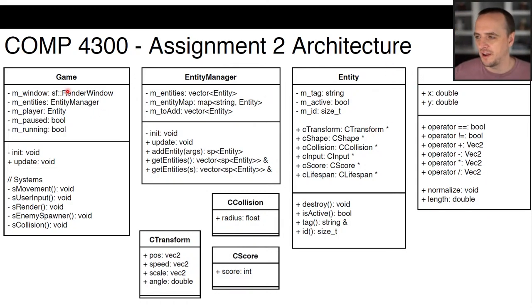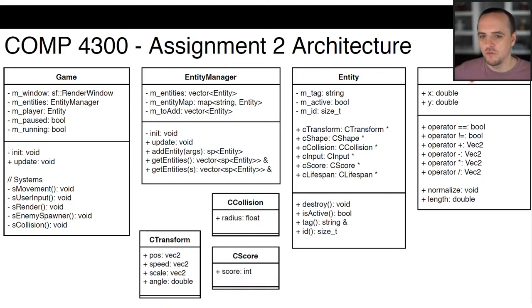So here's what that sort of looks like in a UML diagram. I know that my UML diagrams are not necessarily the most accurate diagrams, but it's just for illustrative purposes. So over here, we are going to have our game class. We're going to have some private variables and some public member functions. We're going to have our entity manager, again, that stores our entities and has our public functions to be able to add things to the entity manager. We're going to have an entity class, which is going to have a number of components stored in it, as well as its tag, whether or not it's active, and its ID.